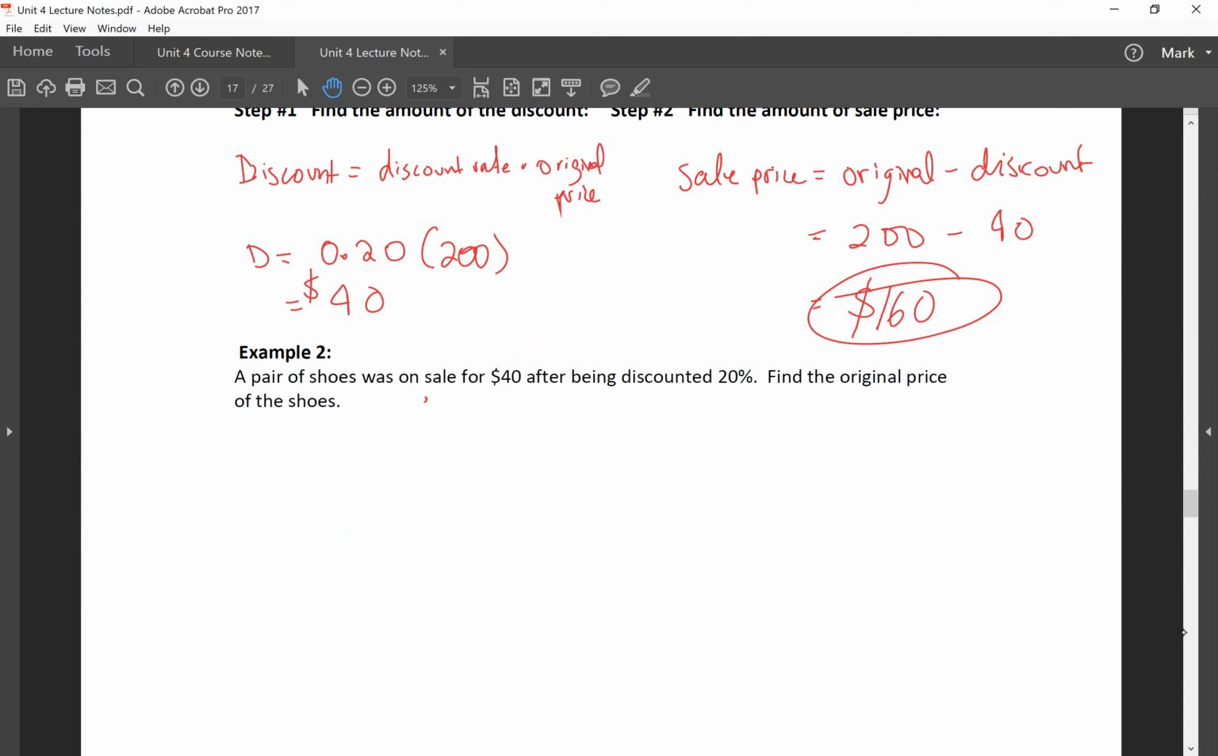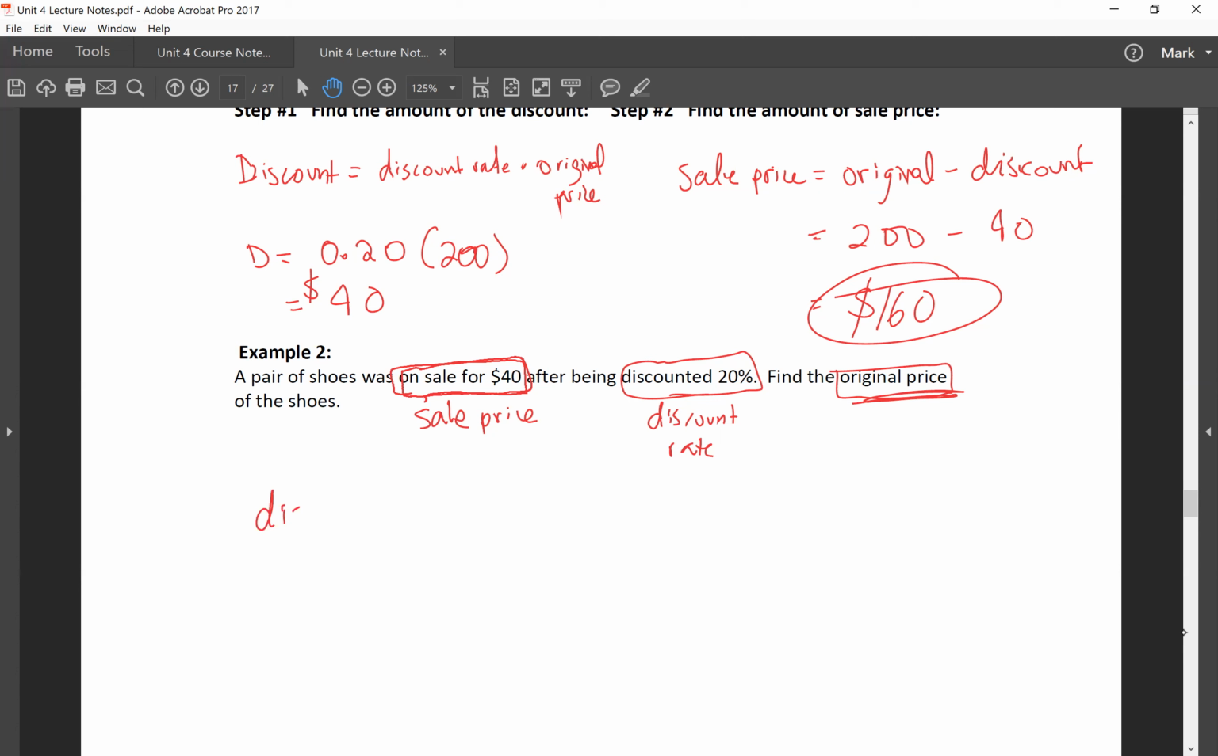Okay, here we go. It's on sale. So this is my sale price. It's being discounted 20%. So this is my discount rate. And it's asking you to find the original price. That's self-explanatory. Okay, so easy. We know everything we need to know. The sale price is the original price minus the discount. But I don't know the discount, but I can find out what the discount is.